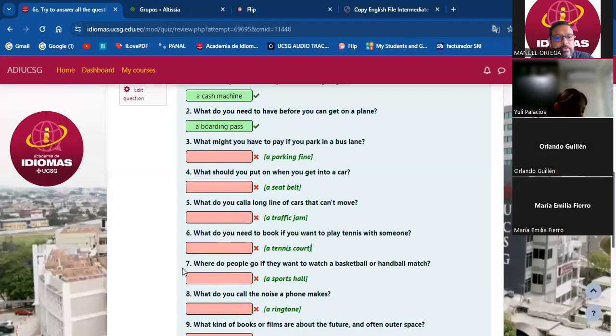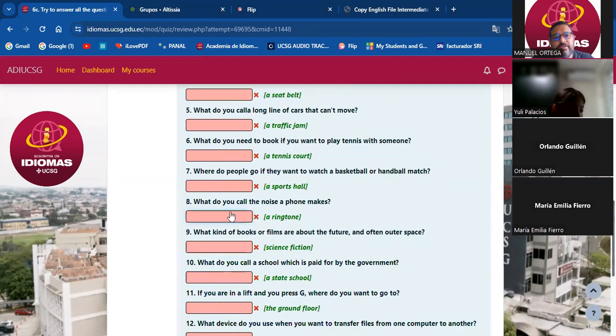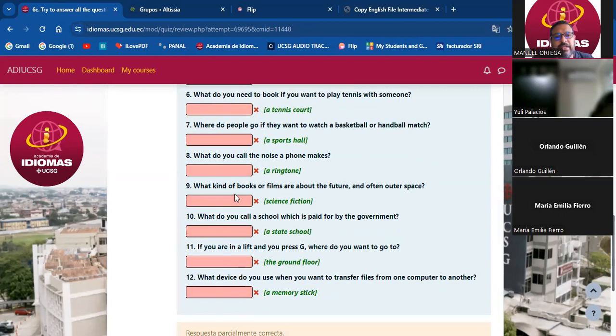7, where do people go if they want to watch a basketball or handball match? That is a sports hall. Un centro de deportes, una arena de deportes, a sports hall. 8, what do you call the noise a phone makes? Ringtone. Number 9, what kind of books or films are about the future? Science fiction, ciencia ficción, science fiction.